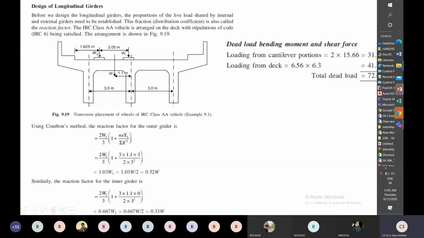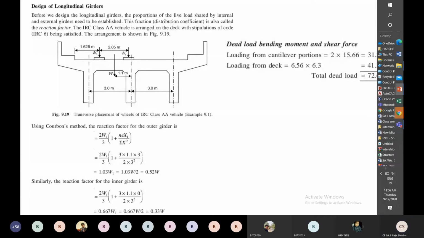So this distance we are getting. After that, the center to center spacing between the two tracks is 2.05. Like that I calculated. If you calculate this value, we are going to get 1.1 meters. So if you place the vehicle like this and calculate the distance from the CG, you will get this 1.1 meters. So this is our eccentricity E. E is equal to 1.1 meters.